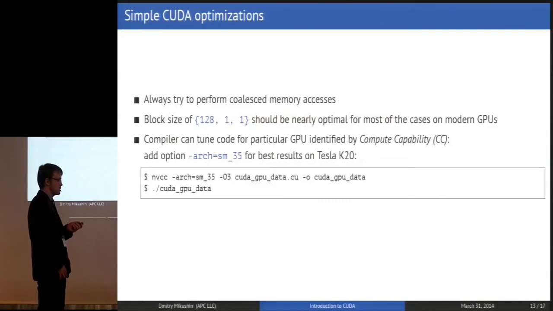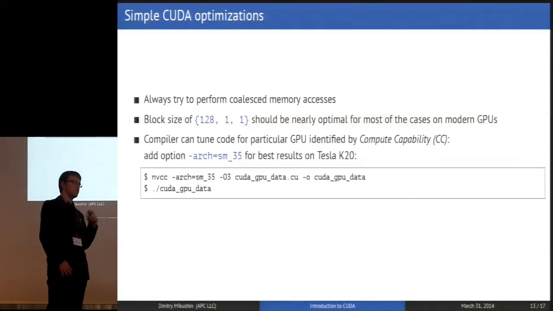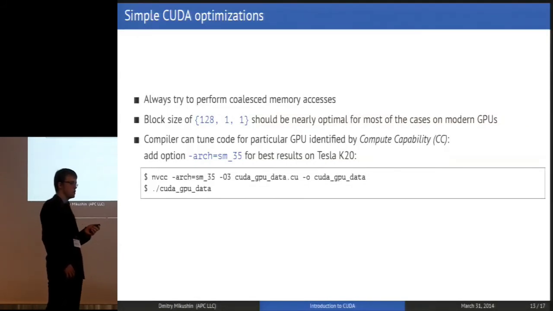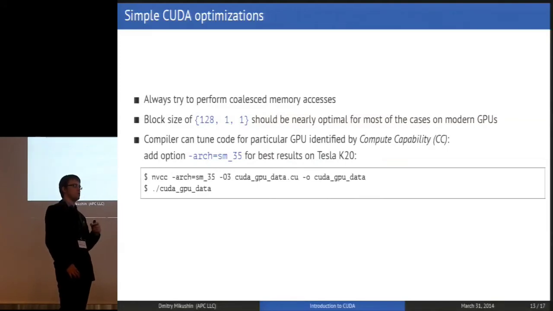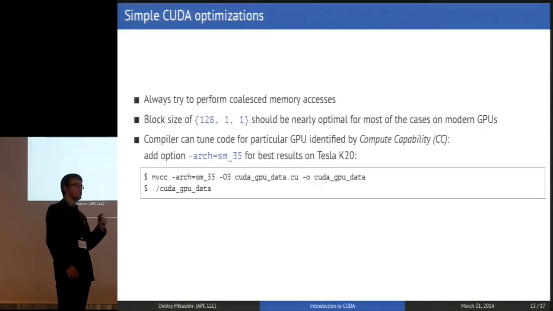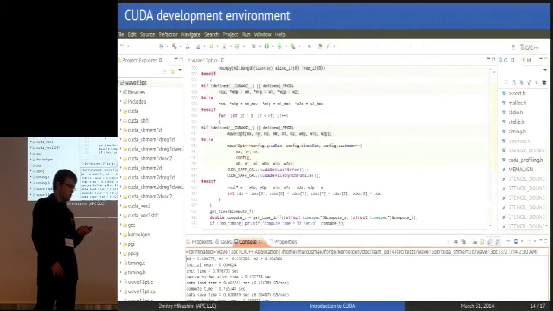The CUDA compiler can tune code for a particular GPU identified by compute capability. This is a kind of GPU family and revision number. Depending on this exact compute capability, it might be able to optimize the code further. For instance, if you are doing sort by key, one of my benchmark examples, without this option or with the option for the kernel, the difference will be a factor of 2. So specializing for Kepler in this case will of course be better.